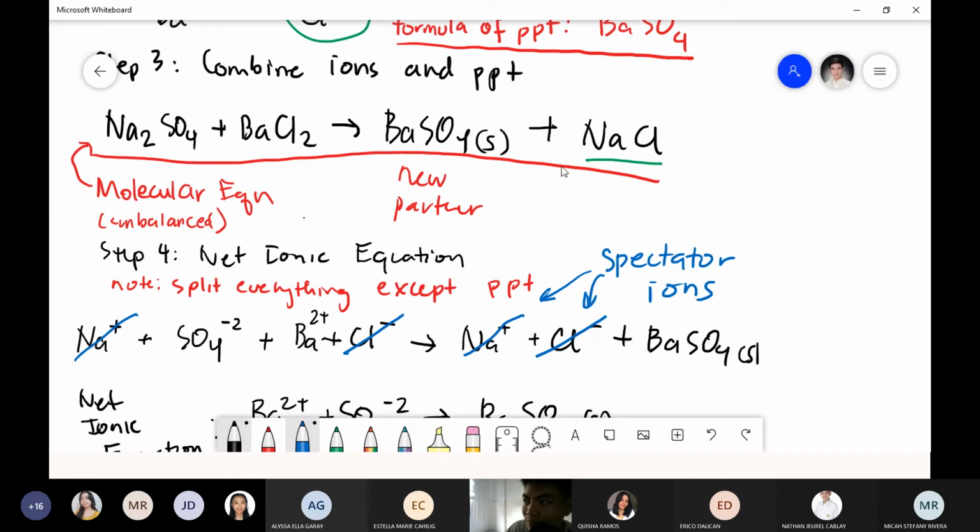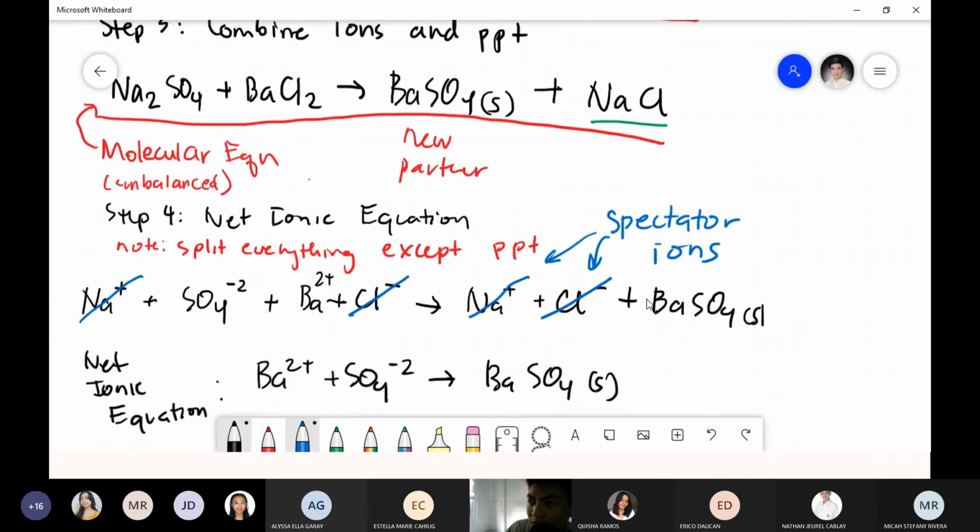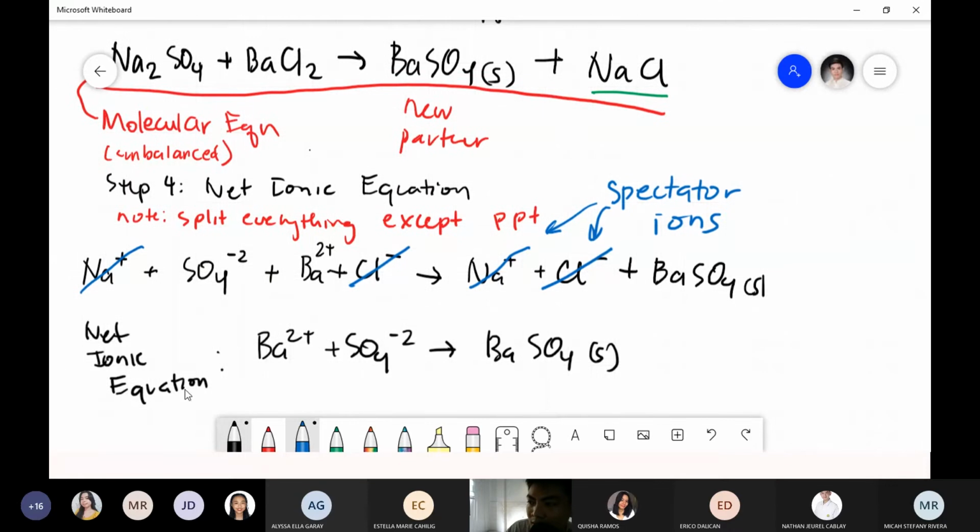Split mo to, split mo to, split mo yon. But this one, you should not split this. Okay? You just copy it as is. Then you can cancel out similar ions to get the net ionic equation. Again, the ions that we canceled out, they are called spectator ions.